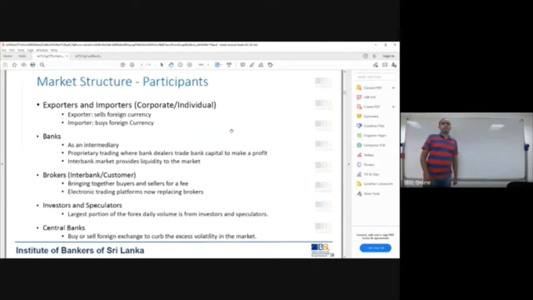Then the market structure. Participants are exporters and importers, right? People who export as well as import. Banks, brokers, investors and speculators. That's the interesting thing, because genuine transaction volume in the foreign exchange market is only about 5%. 95% is speculative. Only 5% are genuine transactions. Then we have central banks. They buy or sell foreign exchange to curb excess volatility in the markets. The central banks also intervene. Sometimes to boost their reserves, they buy foreign exchange from markets. You all would have seen in print media that the central bank has mentioned that they have been buying foreign exchange from the market for our debt repayments and to boost reserves and all that.